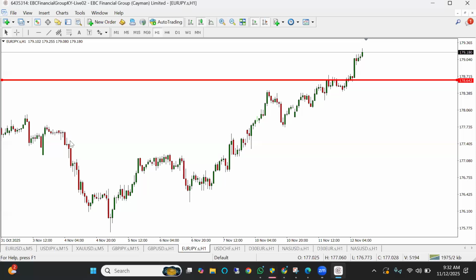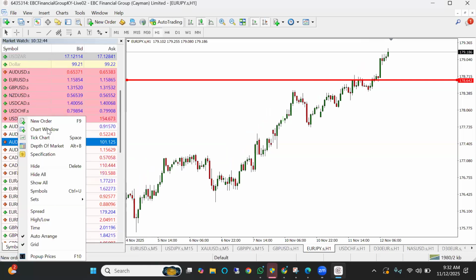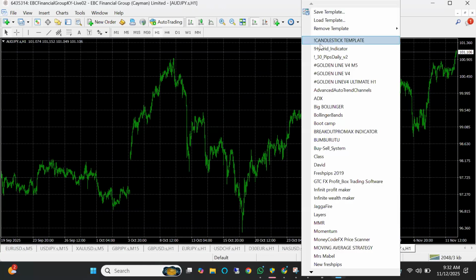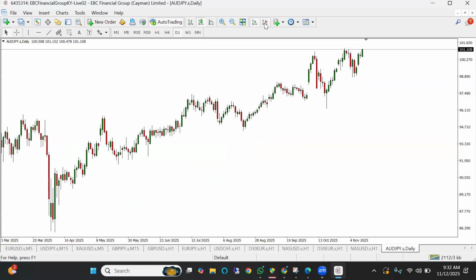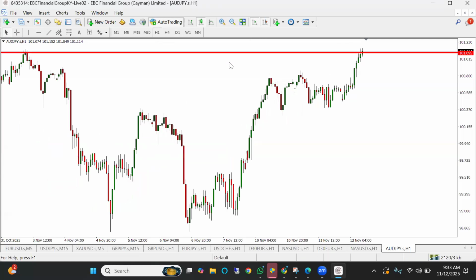Now somebody is requesting AUD JPY. So let's quickly look at that also. All right, so this is AUD JPY right now, and we're going to start from the daily time frame. AUD JPY, just like Euro JPY, is also moving up, but it's trying to. There's a struggle going on right now to break this particular level of resistance, which is going to give us a very, very good entry. This is going to be looking very, very good.